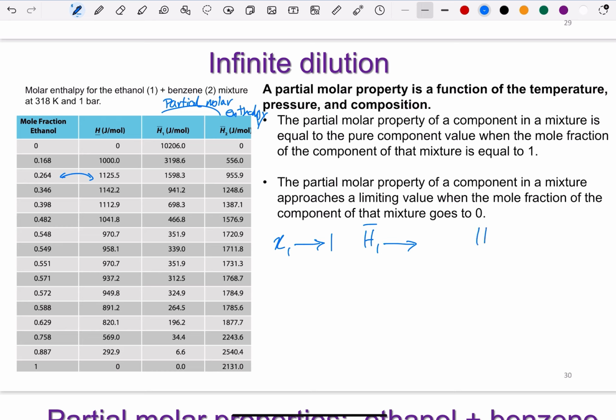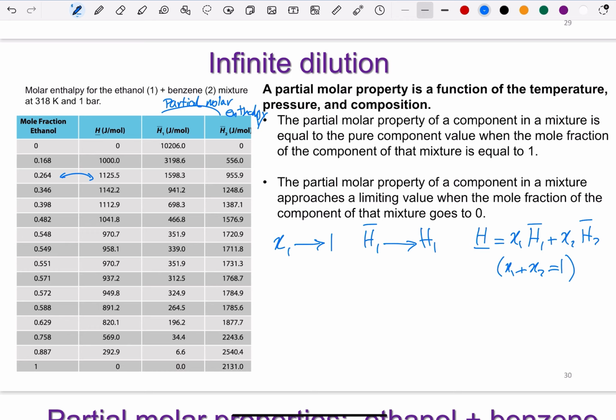Because we know your H of mixture is X1 H1 plus X2 H2, right? So if X1 goes to 1, X2 goes to 0, right? So X1 plus X2 adds to 1. So H1 should approach the H value you have. And the same thing you can say for X2. So when X2 goes to 1, your mixture property should be the pure component, because you are not going to have a mixture anymore. It's a pure component.